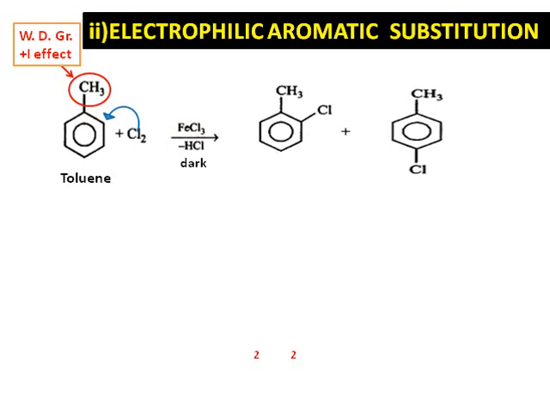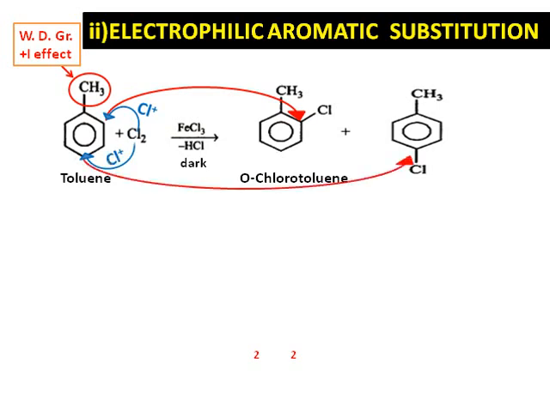Now the chlorine molecule will provide the chlorine electrophile, and the hydrogen atom at the ortho position will be substituted by chlorine and we will get ortho-chlorotoluene. Similarly, the chlorine molecule will provide the chlorine electrophile and that will attack at the para position due to the more electron density, and the hydrogen atom at the para position is substituted by chlorine. We will get para-chlorotoluene. This reaction takes place in dark.